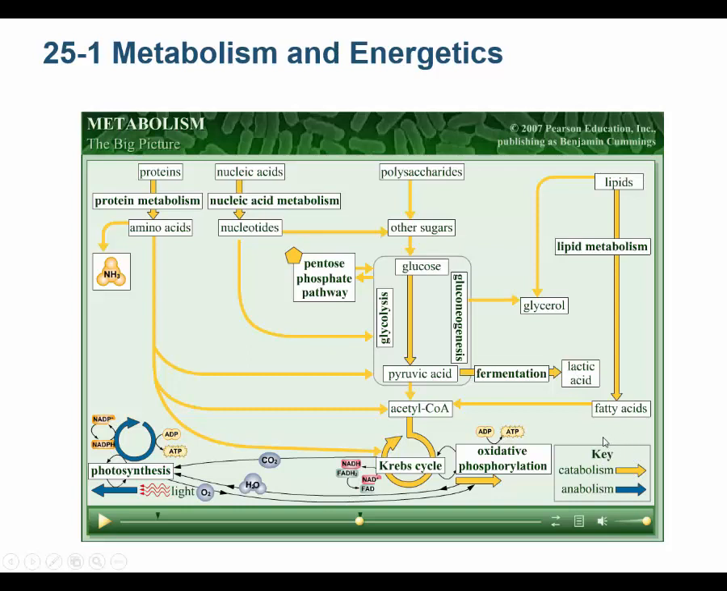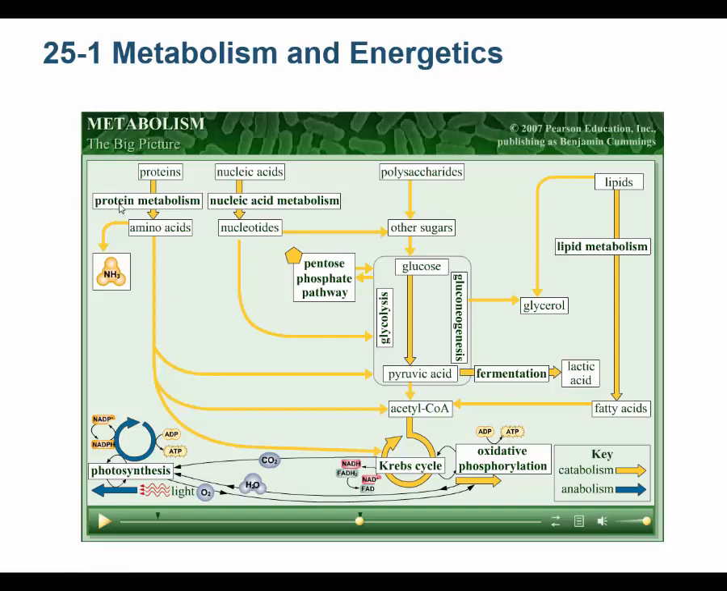I definitely don't want you to memorize any intermediates. That means I don't want you to memorize any of the intermediates between glucose and pyruvic acid. It would be nice if you knew that burning glucose to 2 pyruvic acids is called glycolysis. And it would be nice if you knew that taking pyruvic acid and converting it to glucose is called gluconeogenesis. It would also be nice if you knew that lipids are funneled into some of the main pathways. In essence, the lipids are funneled into the Krebs cycle. The glycerol part of the lipid is funneled into glycolysis.